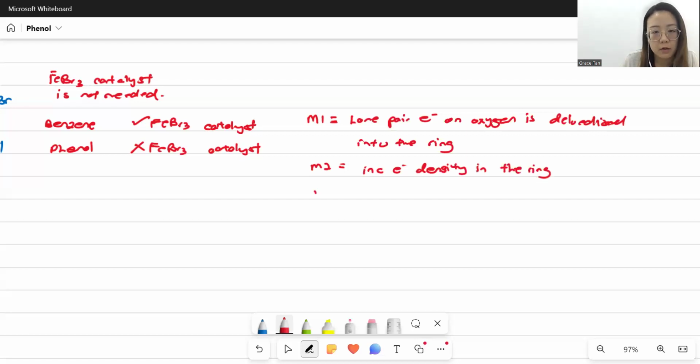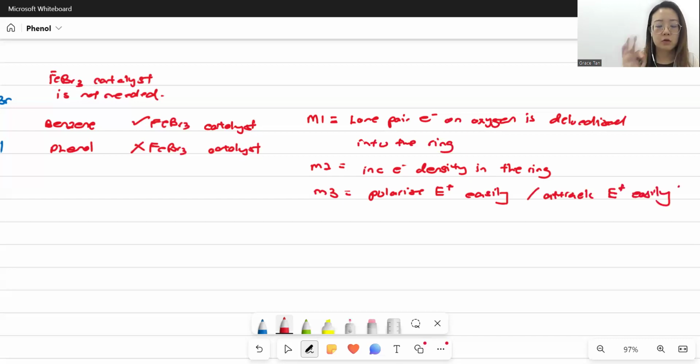Last mark. So when the electron density in the ring increases, you are able to polarize the electrophile easily. Or in other words, they say attract the electrophile easily. 3 marks. So this is also the same reason why phenylamine and bromine water do not require a catalyst. It's always these 3 bullet points.